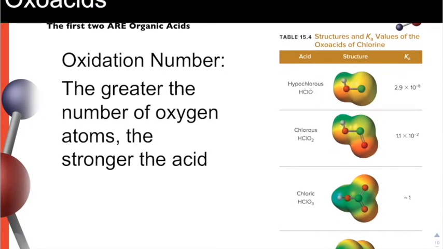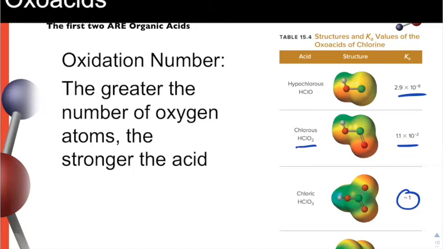Here are some oxoacids, and one of the keys here is oxidation number, which was introduced in Gen Chem 1, but we'll really come back to it in Chapter 17. The greater the number of oxygen atoms, the stronger the acid. You see here, based on the Kas, HClO4 is a strong acid. HClO3 is not considered a strong acid, but it's pretty darn strong. This one here is a weak acid, and this is an even much weaker acid.